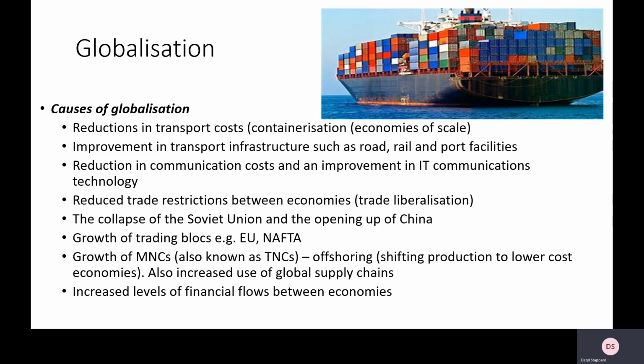So increasingly firms are moving globally to access cheaper global supply chains, access new customers in different countries across the world. And that happens often when MNCs are looking to not only lower costs, but also their domestic market might become saturated. So if there's no further growth opportunities at home, these firms will increasingly invest overseas to fuel more growth in the business. And then finally, increased levels of financial flow.